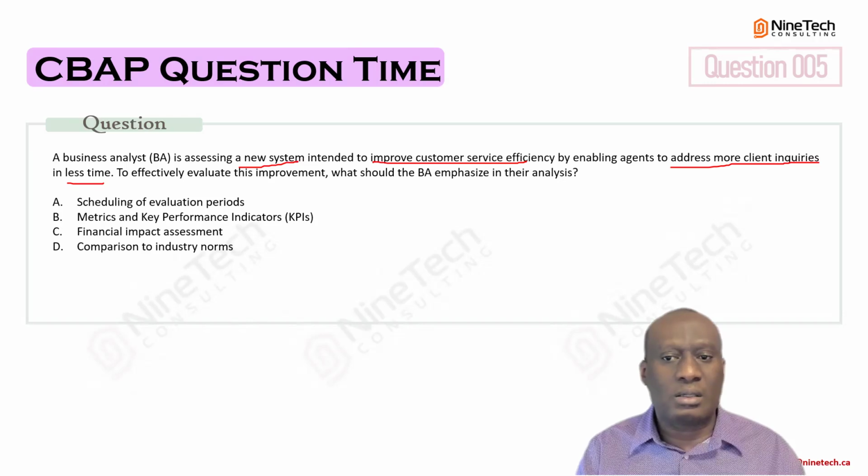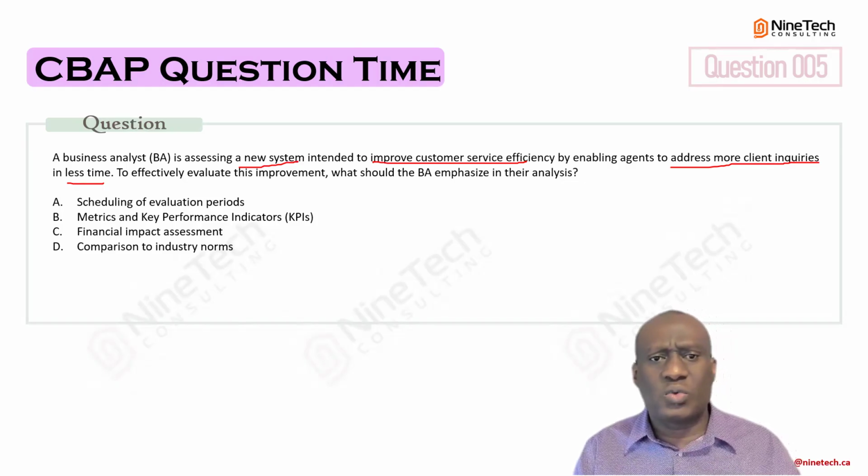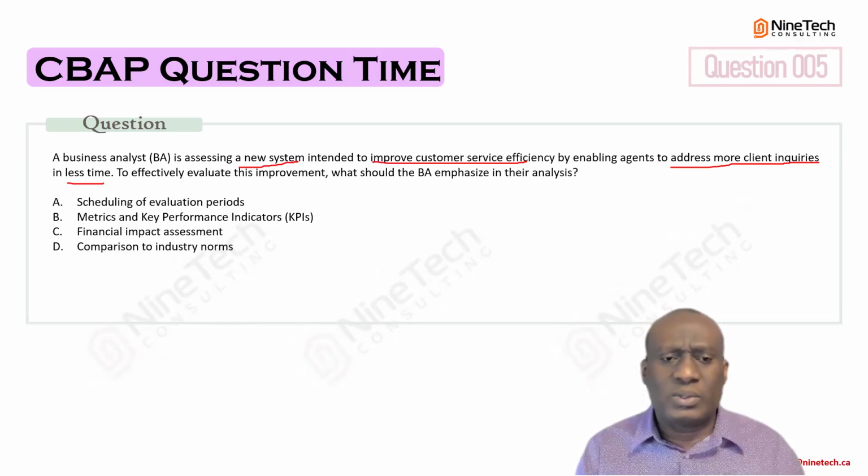Okay, let's look at the answers. Option A, scheduling of evaluation periods. I don't see what this has to do with the question. If the BA is going to analyze the process or the new system, I don't see what this has to do, but let's leave it for now.